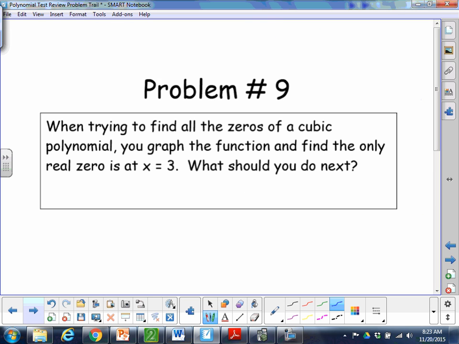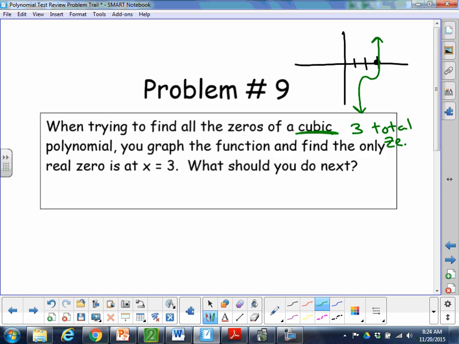Alrighty, number 9. Let's say we're trying to find all the zeros of a cubic polynomial. We graph the function and find that there's only one real zero. So something like there's really one zero here, and let's just say for the sake of example that's the only zero, so maybe it does something like this or whatever. Who knows what it does, but it only has one real zero. We know since it's a cubic it should have 3 total zeros. Okay, so there are some other ones out there, and if they're not showing up on the graph they have to be imaginary. Okay, so what would we do to find those?